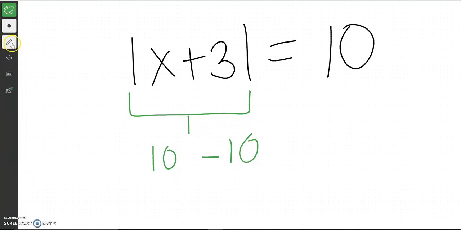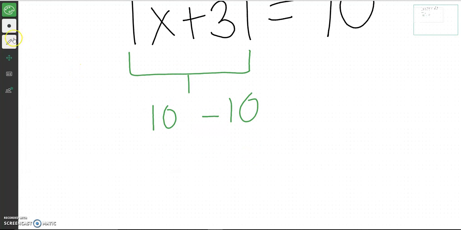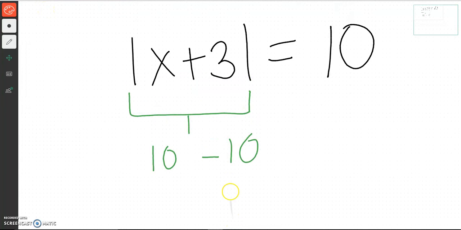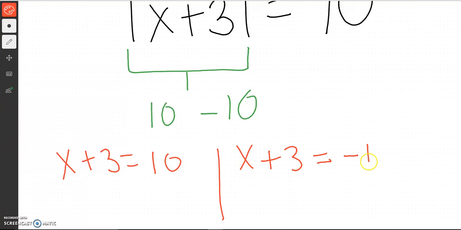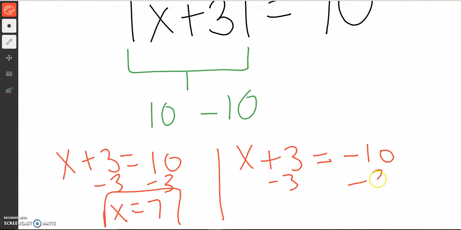So let's solve this equation. If I was going to solve this equation, then scroll down a bit, I would want to make two equations. I'm going to make an equation for the positive number that I could get, which would be positive 10, and the negative number that I could get, which would be negative 10. So x plus 3 equals 10, and x plus 3 equals negative 10. I subtract 3, I get x equals 7. Subtract 3, I get x equals negative 13. And those are my two answers.